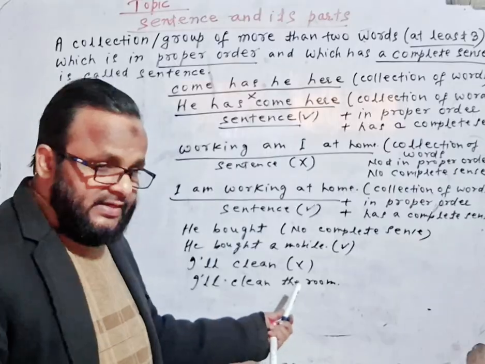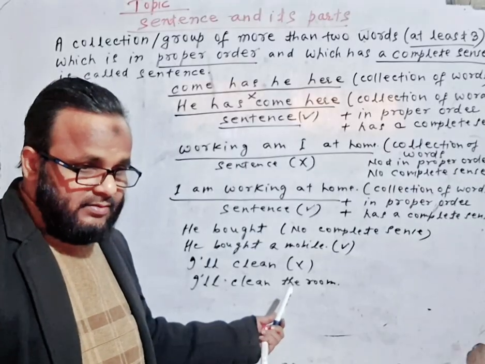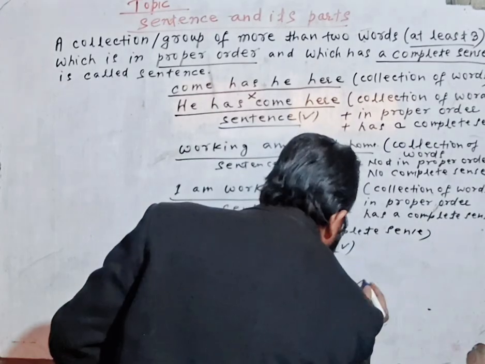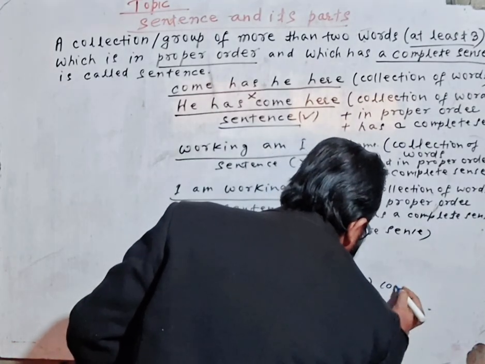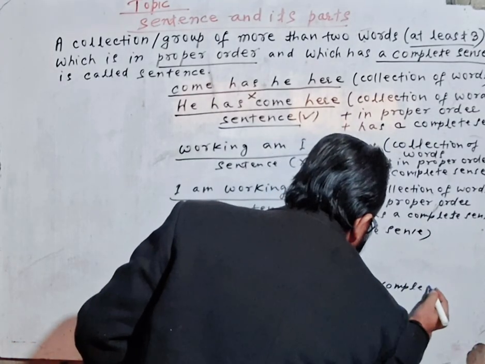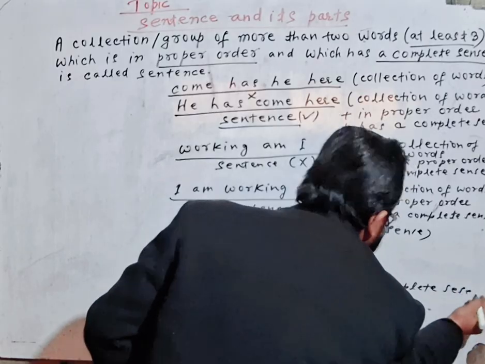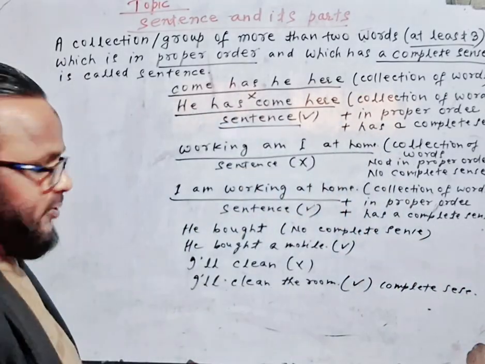हियर इज द सेंस क्लियर. हियर इज द सेंस कंप्लीट. क्या साफ करूंगा? रूम. राइट. तो दिस इज सेंटेंस. कंप्लीट सेंस. राइट. आई विल क्लीन द रूम.